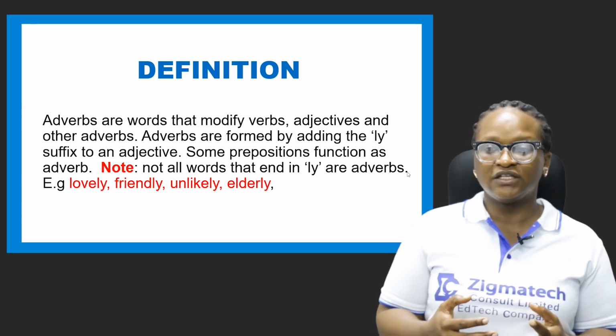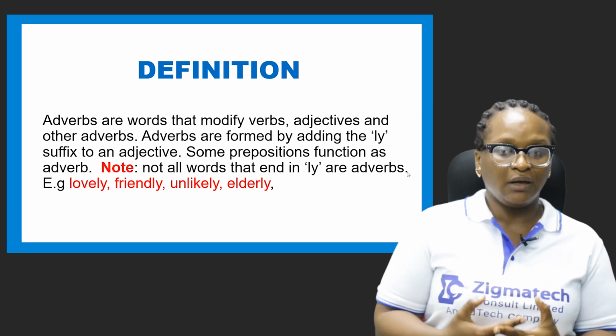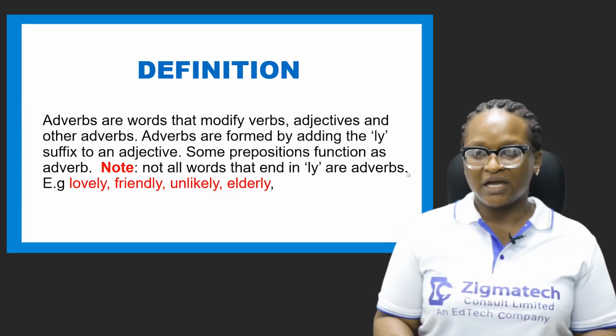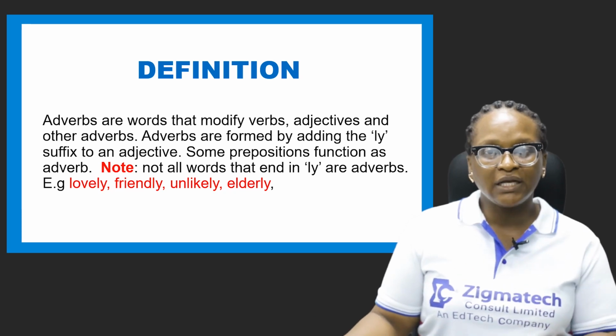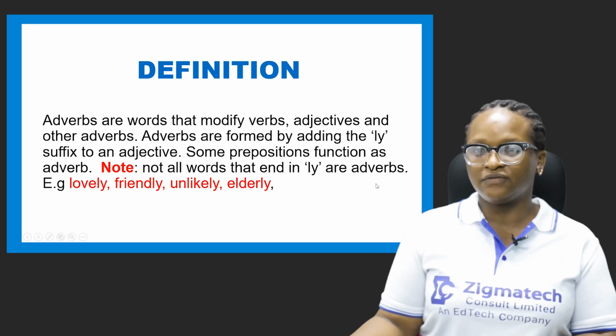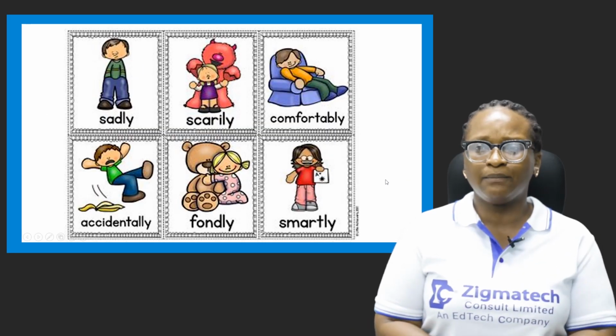So you see that love is not an adjective, and as such, the ly added to love isn't functioning as an adverb. Rather, it's an adjective. So is it with friendly, unlikely, and elderly. They are adjectives describing a word. All right, this is a perfect example.